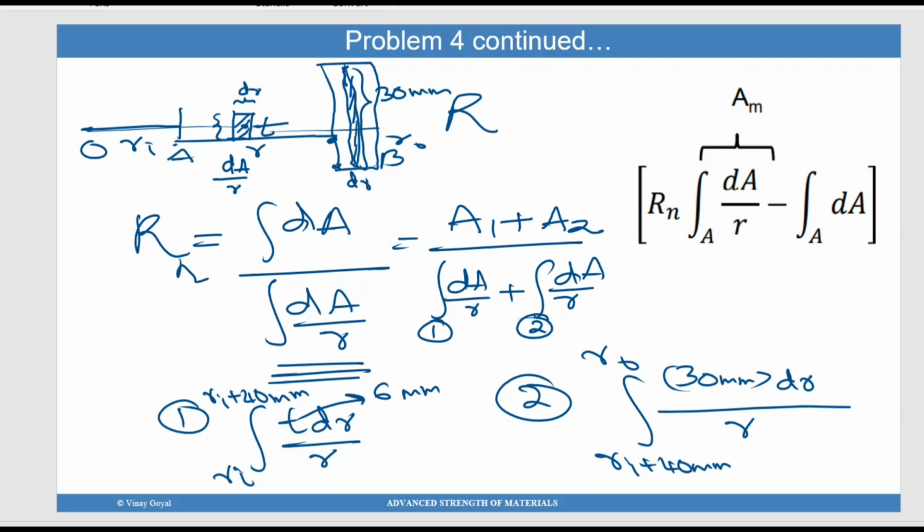It could be R0 minus 6. They would be the same values. So basically you just have to figure out what the initial radius and the final radius are, whatever that is. So now you have your Rn.